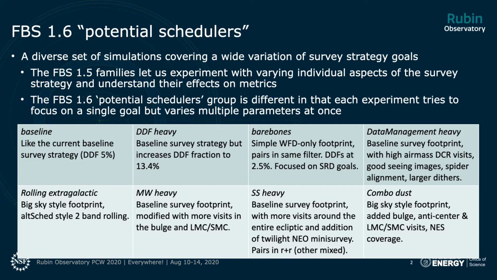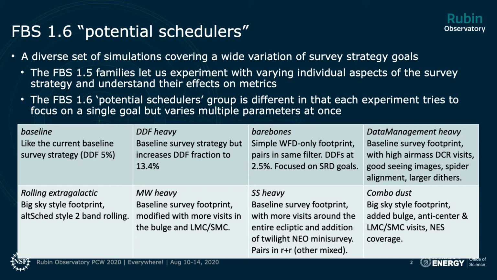In the rolling extragalactic simulation, we use a big sky style footprint. So this moves the wide fast deep away from the galactic plane and extends it north and south. But in this survey footprint, we do include some coverage of the NES, galactic plane and south celestial pole. The wide fast deep is covered with an alt-sketch style 2-band rolling cadence, where the sky is actually split into 4 different bands. And a north and south band are both covered in alternating years. So you have 2 out of 4 bands observed in each year.